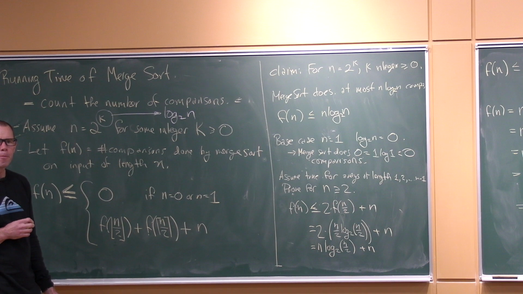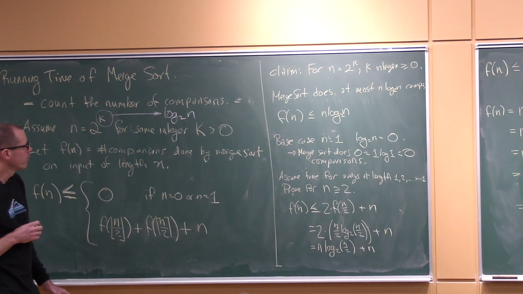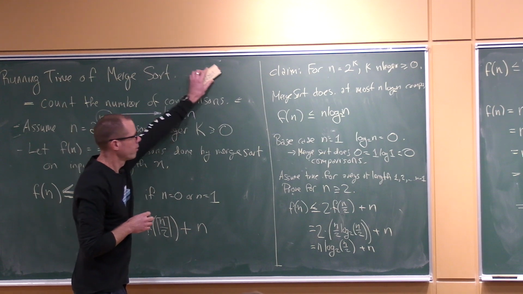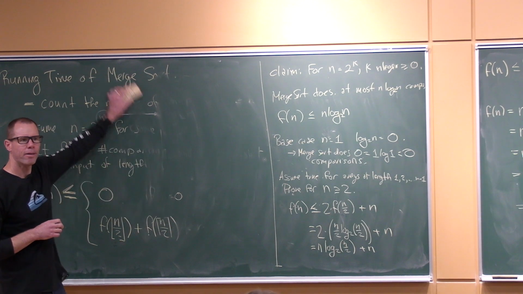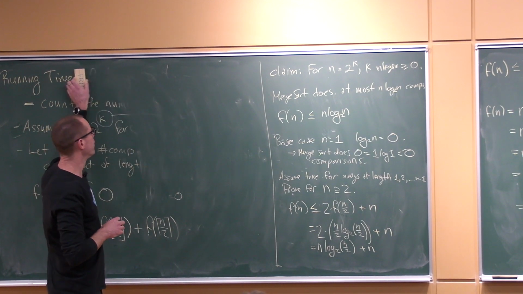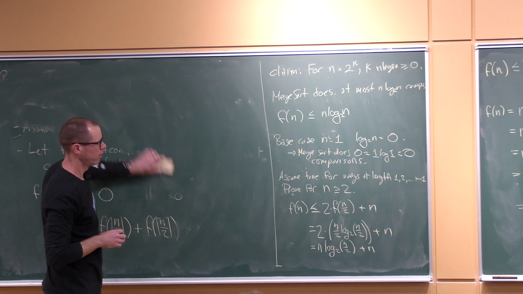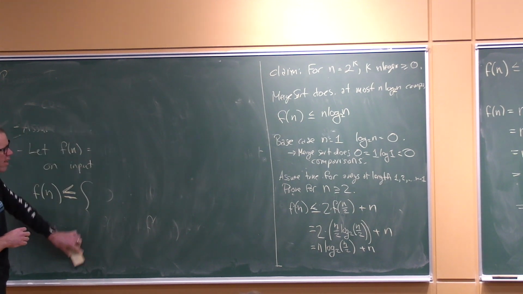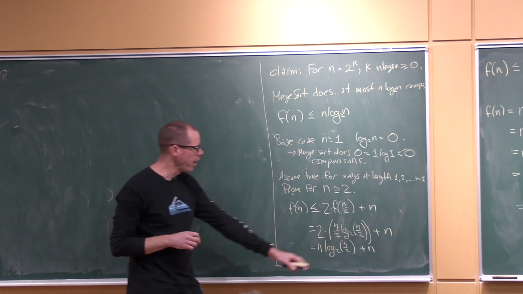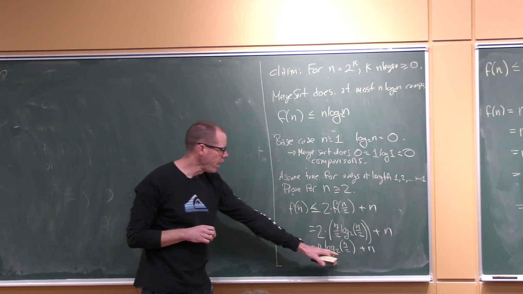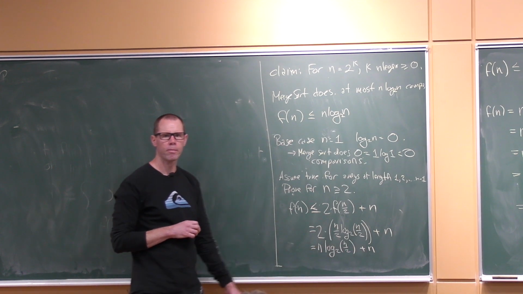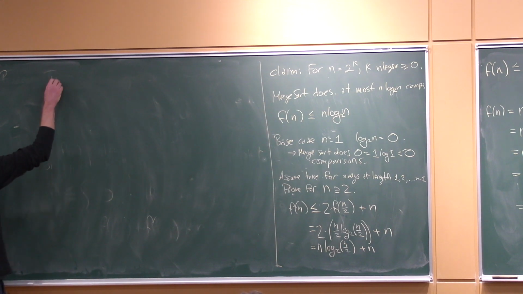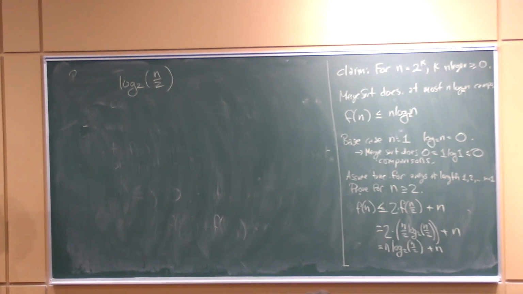Are we there yet? Does anybody know how to proceed at this point? So in this formula, I've got this annoying extra n. On the other hand, I have an n over 2 inside the log. I don't want either of those things. So, log base 2 of n over 2.